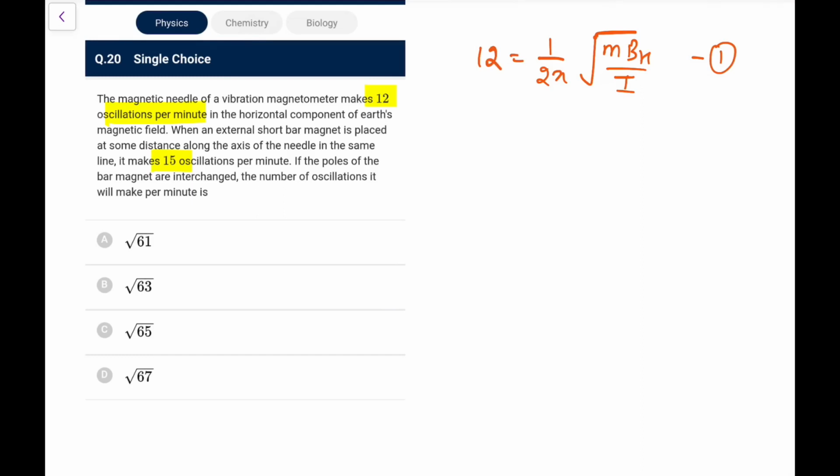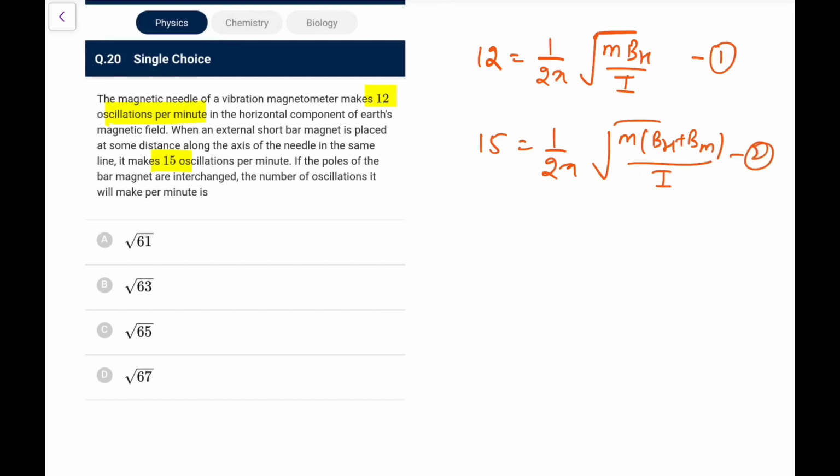Now when an external short magnet is placed at some distance along the axis in the same line, it makes 15, so it increases, therefore B has increased definitely, so 15 would be 1 upon 2 pi under root of m(BH + B due to magnet) upon I. This is the second one.